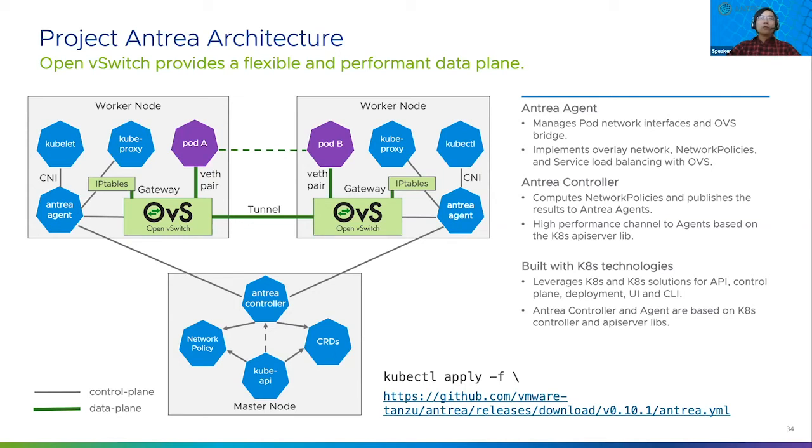Actually, we try to leverage Kubernetes technologies as much as possible when we build Antrea. This strategy together with Open vSwitch reduced the implementation complexity a lot. It enabled us to add more features for Kubernetes networking at a very fast pace. All the Antrea components, including the controller, agent, and even OS daemons, are containerized. And they can be deployed by applying a Kubernetes manifest with a single line of command.